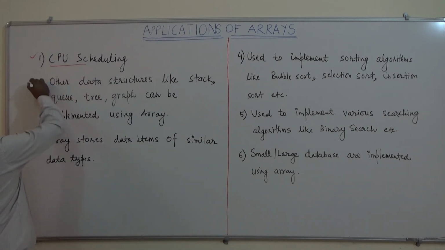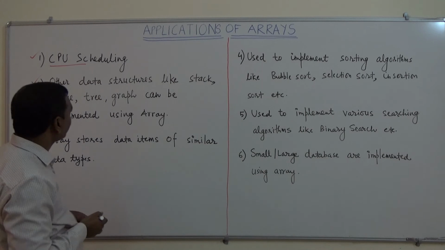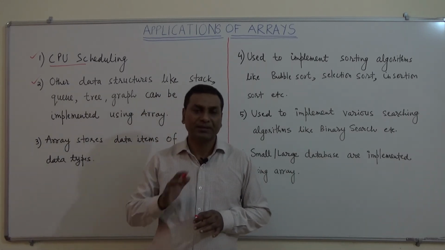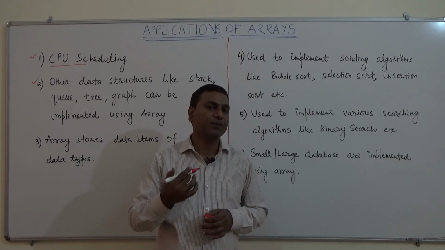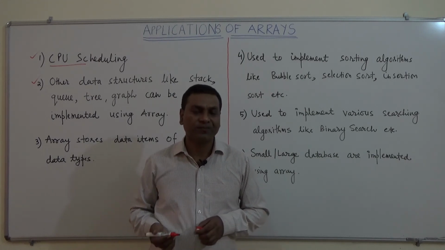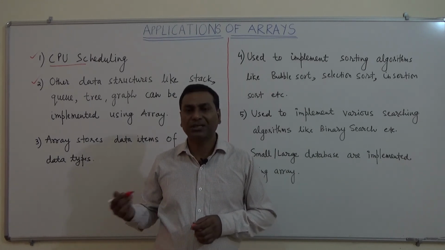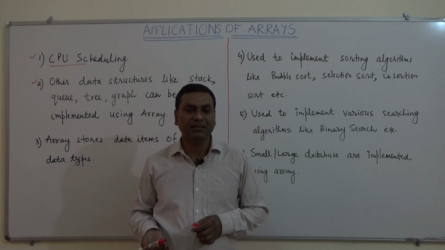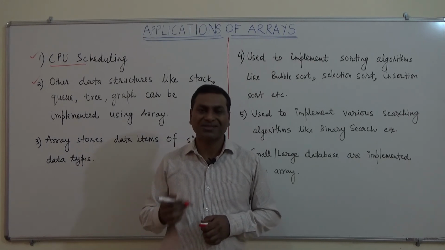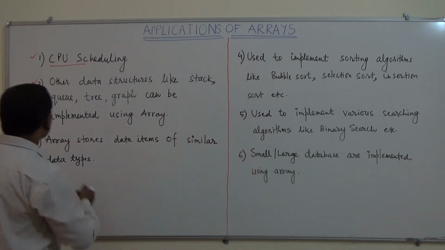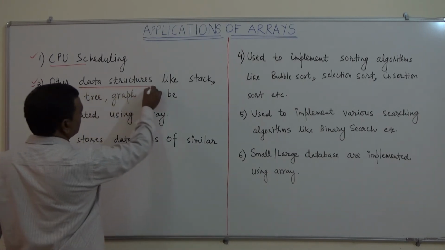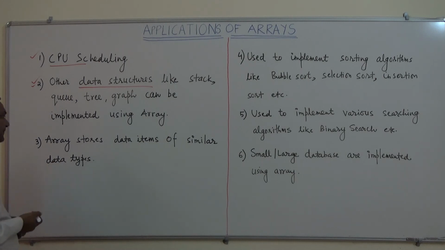And the second application, this is also an advantage of the array, means other data structures like stack, queue, tree, graph, and all the operations related to them, like priority queue, circular queue, can be implemented by using the array, or we can easily understand the various programs of various data structures using the array. So this is the second application, that other data structures can be implemented using the array.